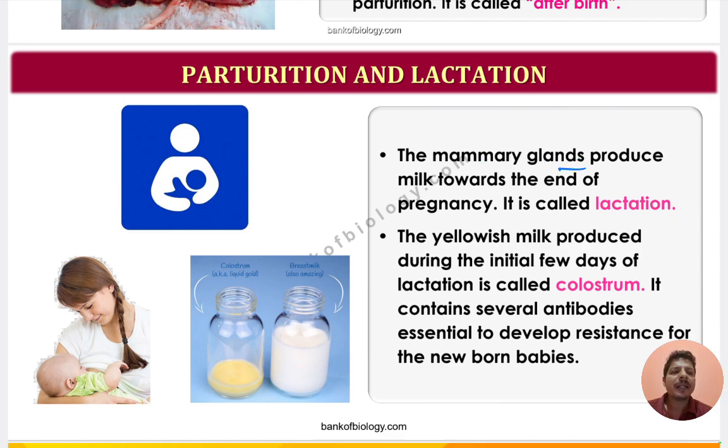Here, the mammary gland produces milk towards the end of the pregnancy. It is called lactation. The yellowish milk produced during the initial few days of the lactation is called colostrum. It contains several antibodies essential for development and resistance for the newborn babies.